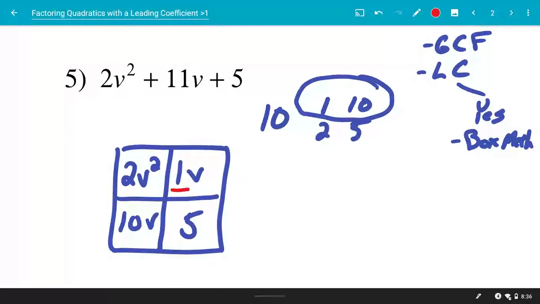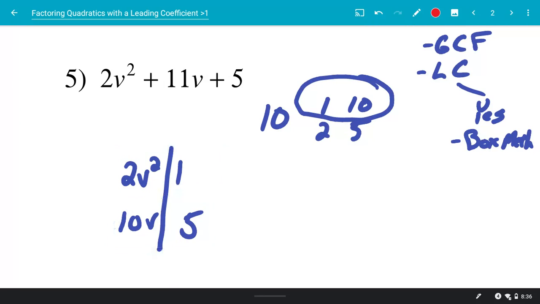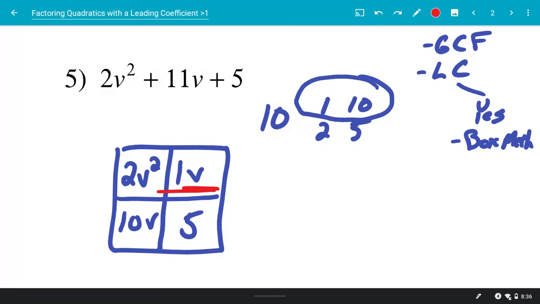Because now, all I'm looking for is the GCFs, the greatest common factors. Okay, so now I look this direction. I look at these two right there. 2v squared and 1v. What is the greatest common factor there? Well, there's no number between 1 and 2. Oops. Uh-oh. There's no number, but I can pull out the v, right? How about here? Between 10v and 5.